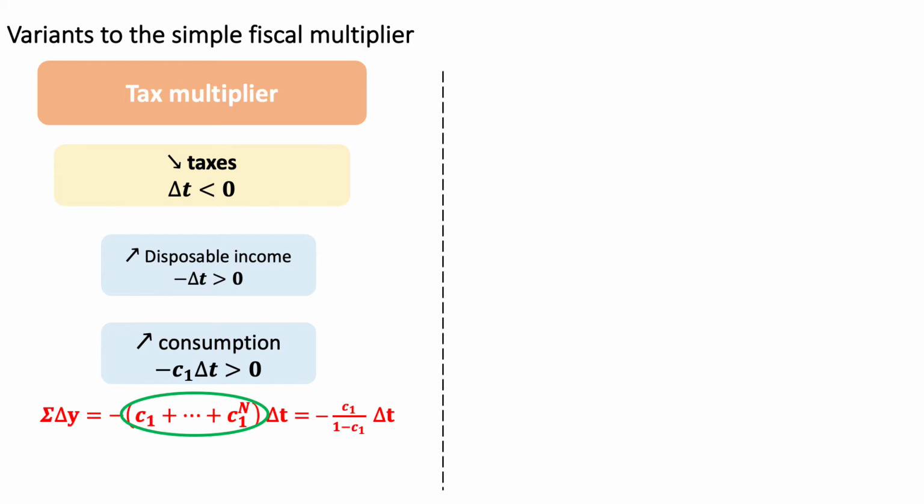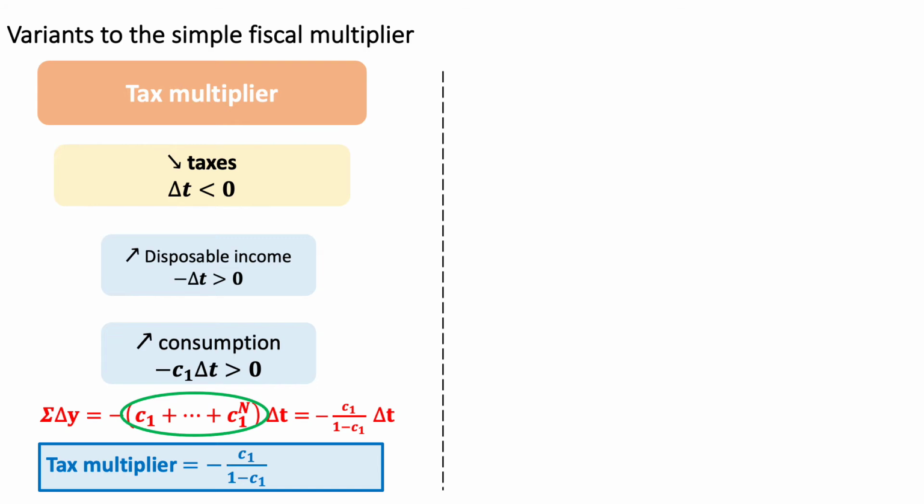Because the impact here is indirect, as it goes through the disposable income, which is partly consumed and partly saved. The tax multiplier is then minus C1 over 1 minus C1, and so it is lower than the budget multiplier in absolute terms. Note the minus sign, because here we have a decrease in taxes, which leads to an increase in demand. The relationships are opposite.